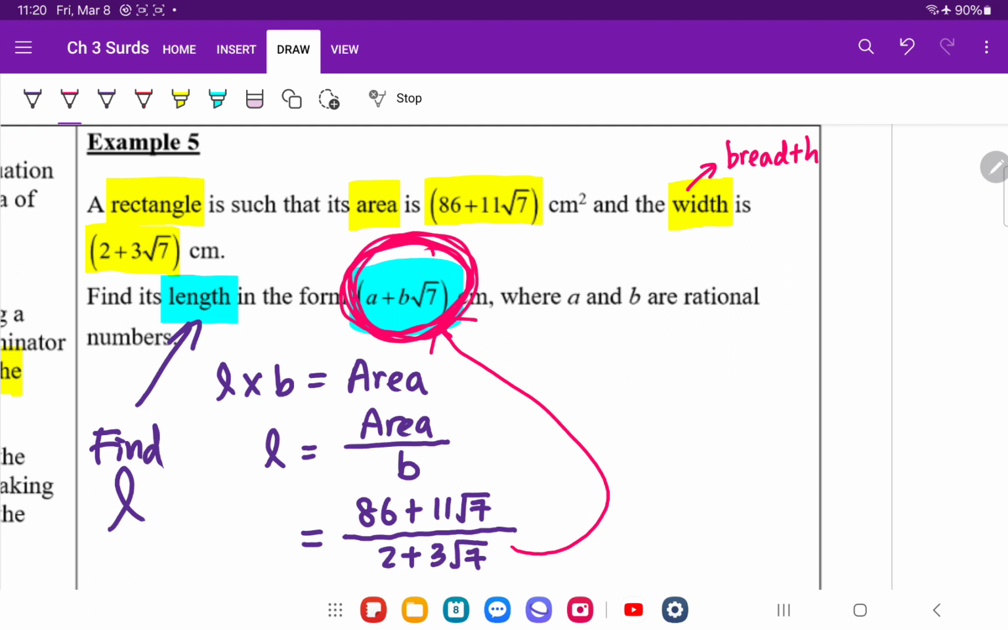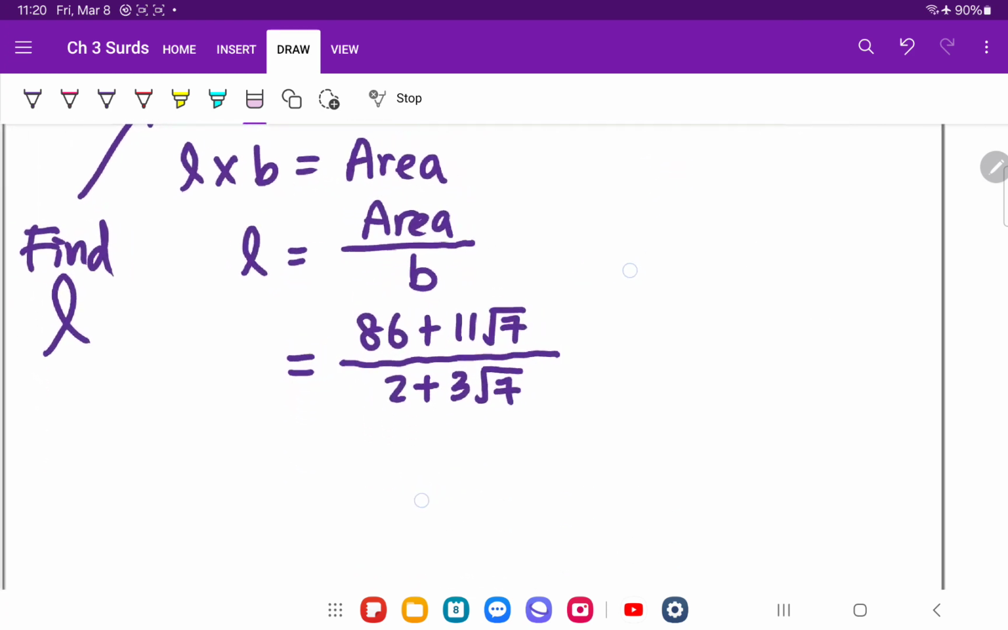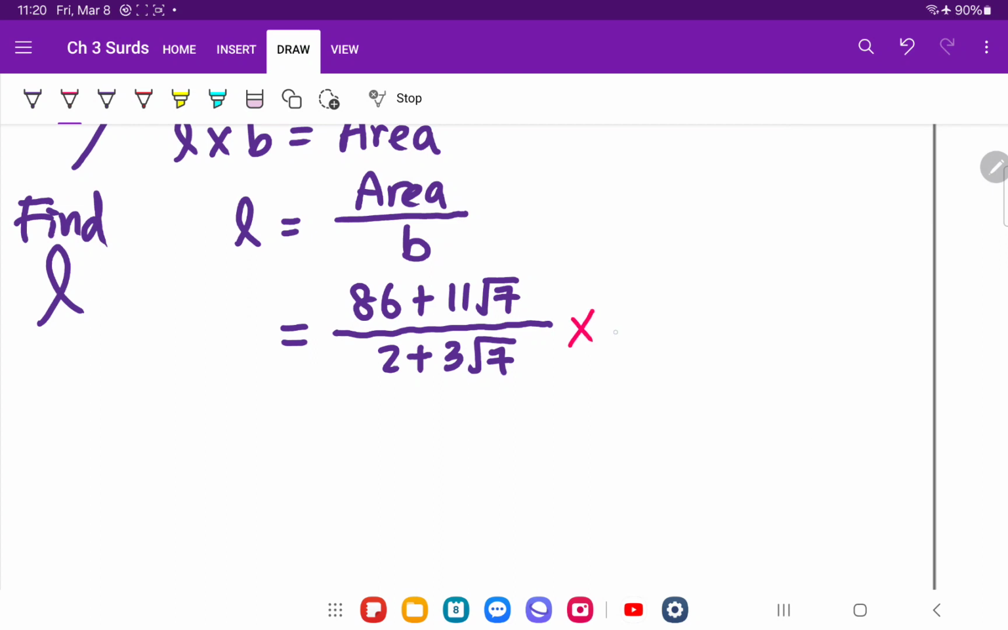So the questioner is indirectly asking you, do this. So for this chapter, it is always this concept only. So how do we rationalize, even though the question never really say? You have to go and choose your conjugate surd. Alright, so let's choose the conjugate surd. Suking, what's the conjugate surd? Yes, that's it. 2 minus 3 square root 7.